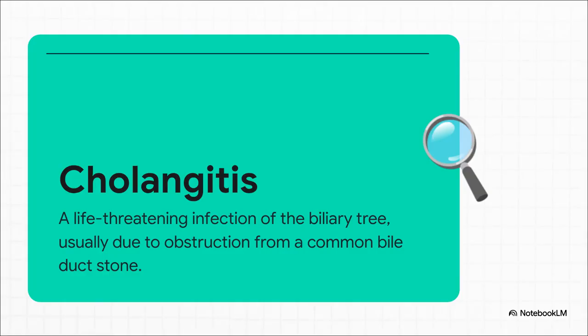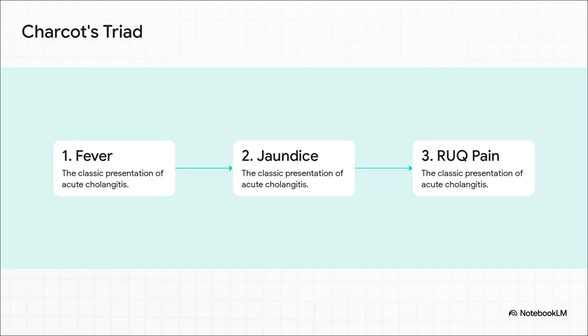Now, take that blocked up bile, which is just sitting there stagnant, and add bacteria to the mix. What you get is cholangitis. And let me be clear, this is a true medical emergency. You've got an infection in a closed space that's under high pressure. This can make someone septic and kill them very quickly if you don't act fast with antibiotics and, most importantly, get that duct drained. The classic presentation is something you just have to memorize cold, Charcot's triad. It's fever, jaundice, and right upper quadrant pain. If you ever see those three things together, the alarm bells for cholangitis should be going off in your head and you need to move fast.